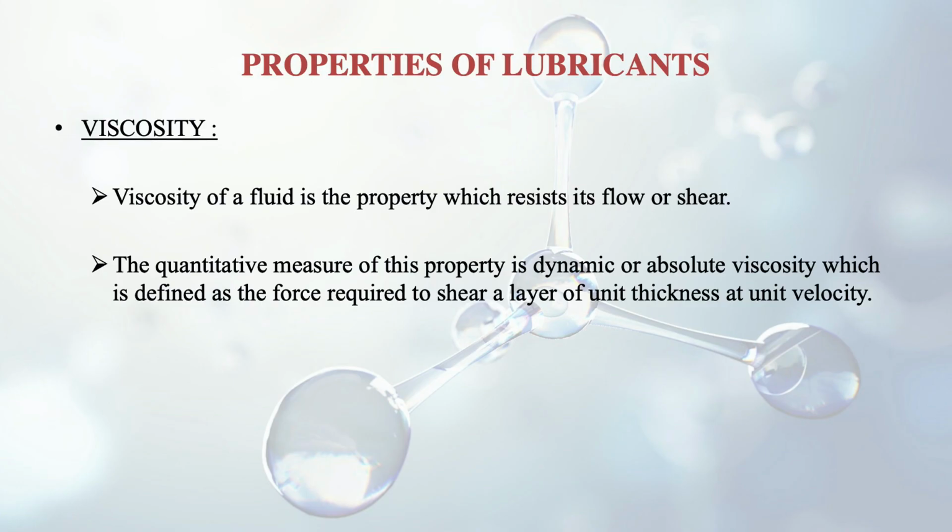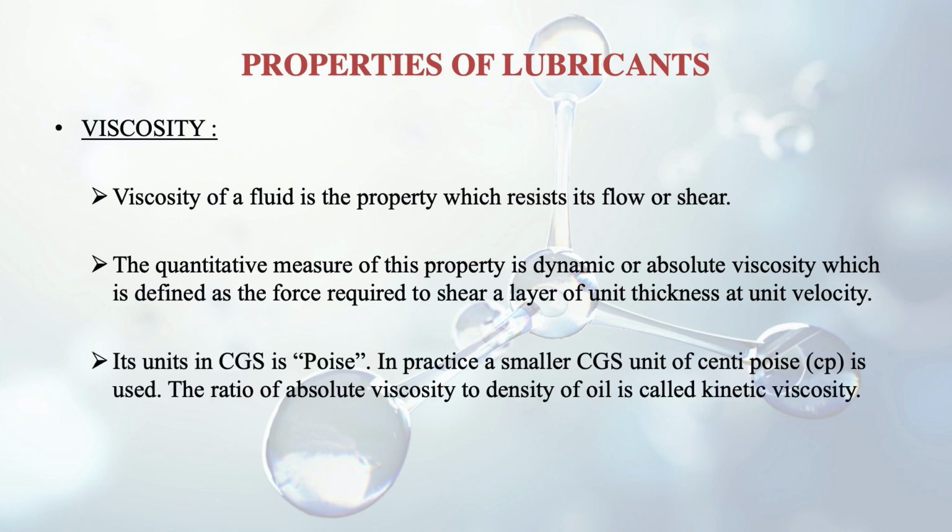The quantitative measure of this property is actually given in terms of the dynamic or the absolute viscosity. So absolute viscosity is defined as the force required to shear a layer of unit thickness at unit velocity, and its unit is poise, the CGS unit, and there is the SI unit also. The ratio of absolute viscosity to density of oil is called the kinematic viscosity. So kinematic viscosity deals with the internal resistance actually.